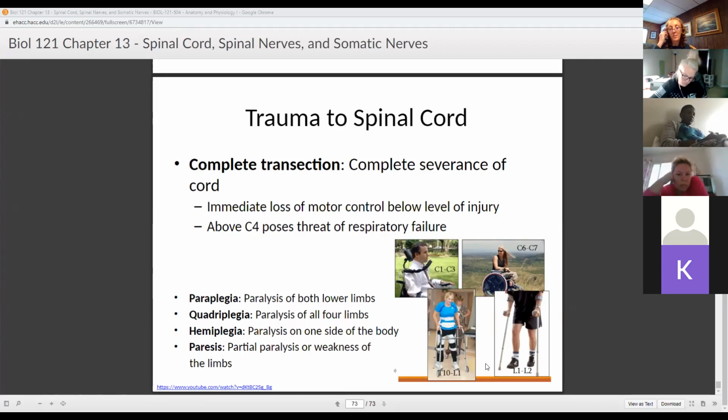Any questions about the spinal cord in this chapter? You just said T10 to L1 for hemi, right? Yes. And I don't know how exact that is. That's just an estimation.